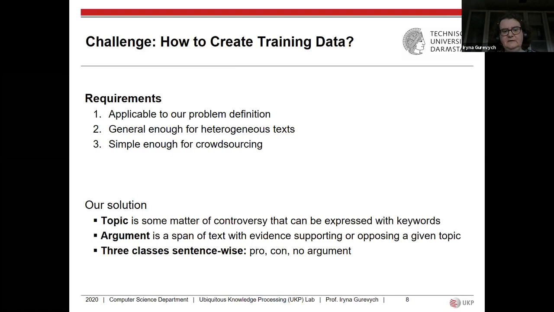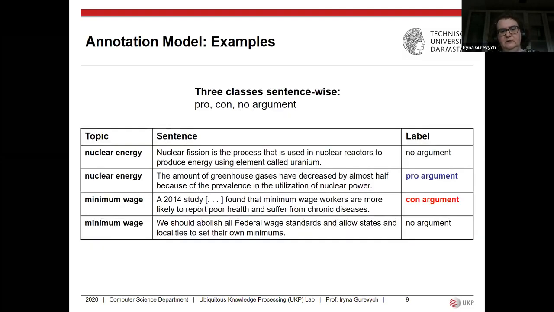So in our solution, we define the topic as some matter of controversy that can be expressed with keywords. So the input to the system is a short phrase. And we define an argument as a span of text, in particular in this work as a sentence with evidence supporting or opposing a given topic. So it is important that the sentence contains some evidence. This is what is defined to be an argument. And this is a three-class classification scheme. We have three classes: pro argument, con argument, and no argument.